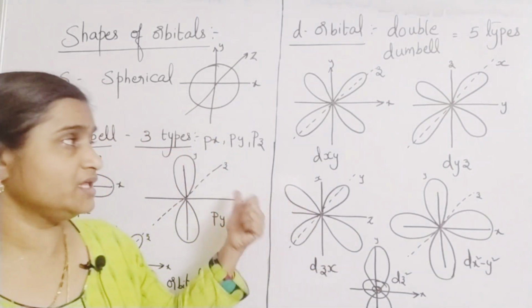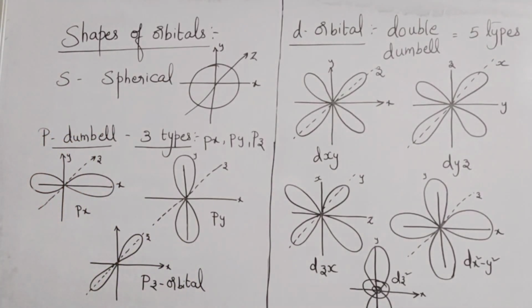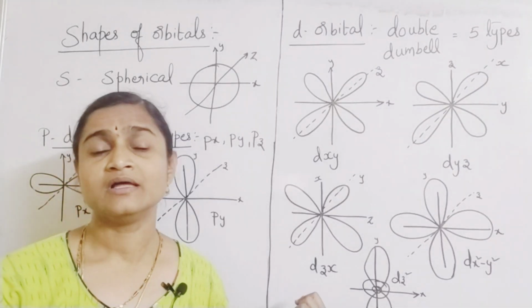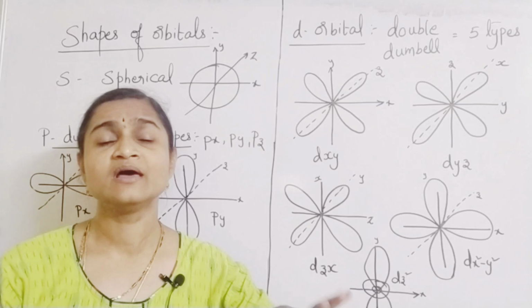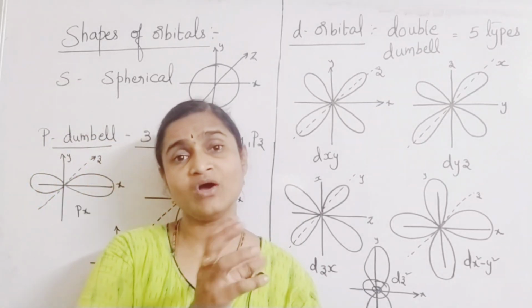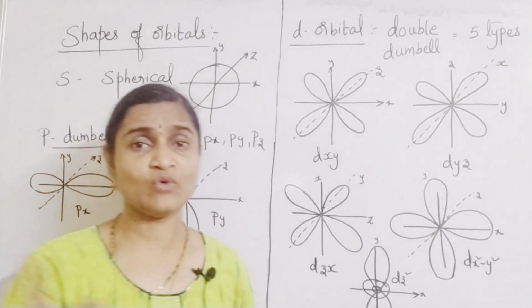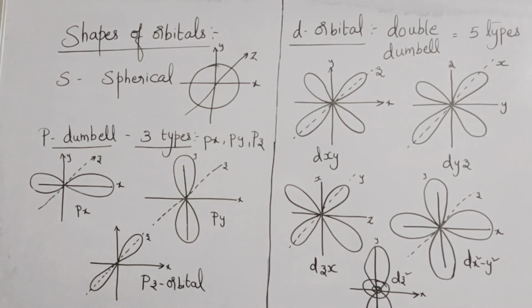Here, everyone should be aware of the 5 types of d orbitals, and these are 3-dimensional structures. Electrons are present in these orbitals, and along with that they are revolving round the nucleus also. Existing in these orbitals, they are revolving round the nucleus. So it is called 3-dimensional motion. Please note down the shapes of orbitals.